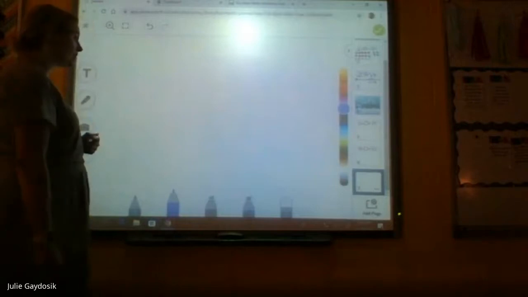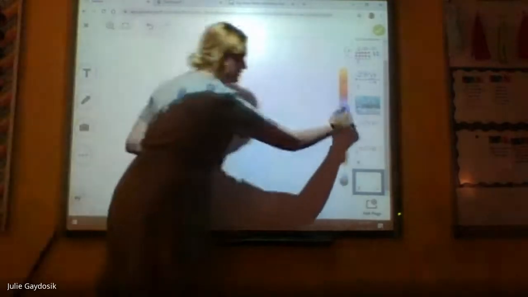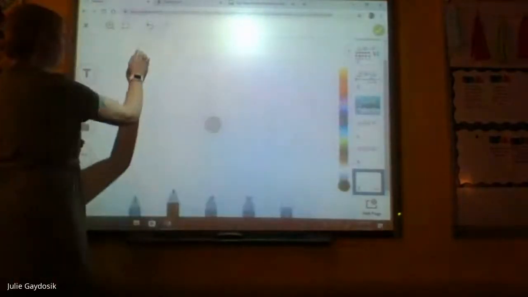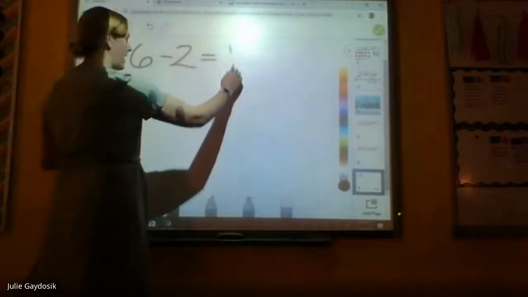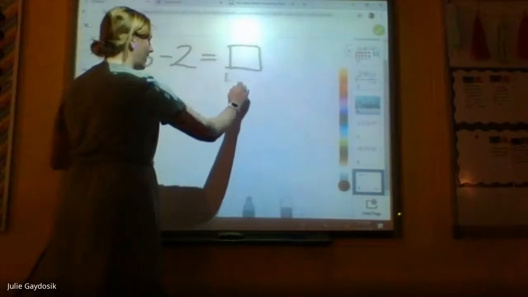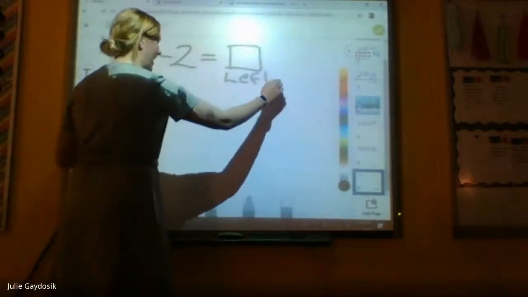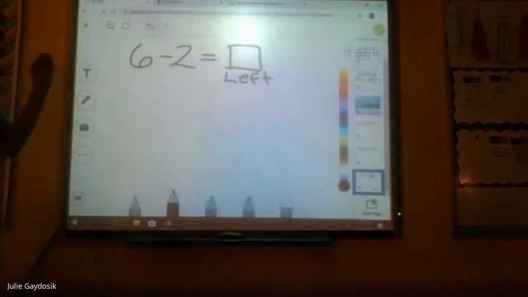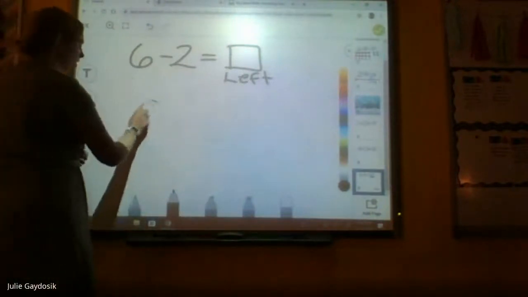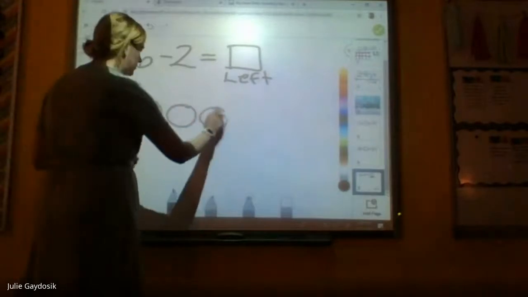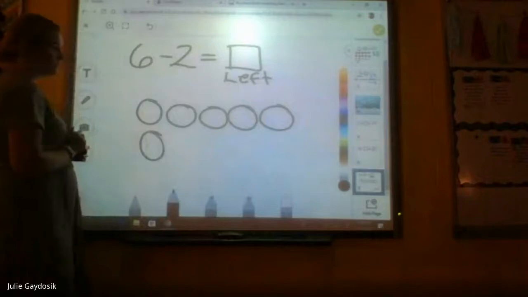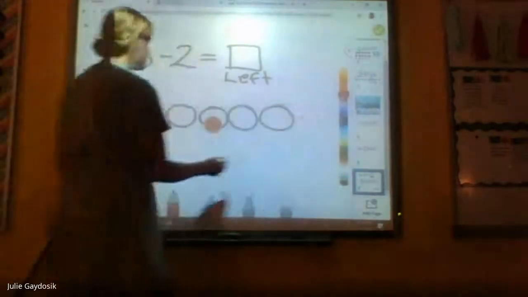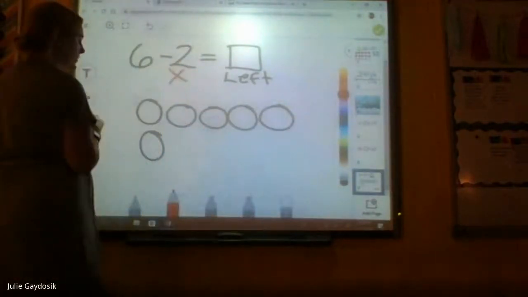So my equation would look like this. I have 6 monkeys. 2 jump away. And they want to know how many are left after those 2 jump away. So I can go ahead and draw my 6 monkeys or circles. Remember, you don't have to draw the actual monkeys. I'm going to take away 2 because this is how many I take away.